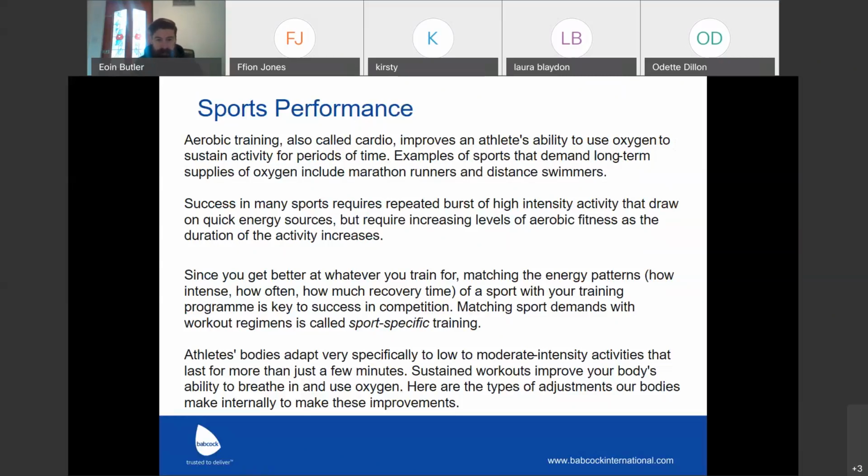So athletes' bodies adapt very specifically to low to moderate intensity activities that last for more than just a few minutes. Sustained workouts improve your body's ability to breathe in and use oxygen. Here are the types of adjustments our bodies make internally to make these improvements.